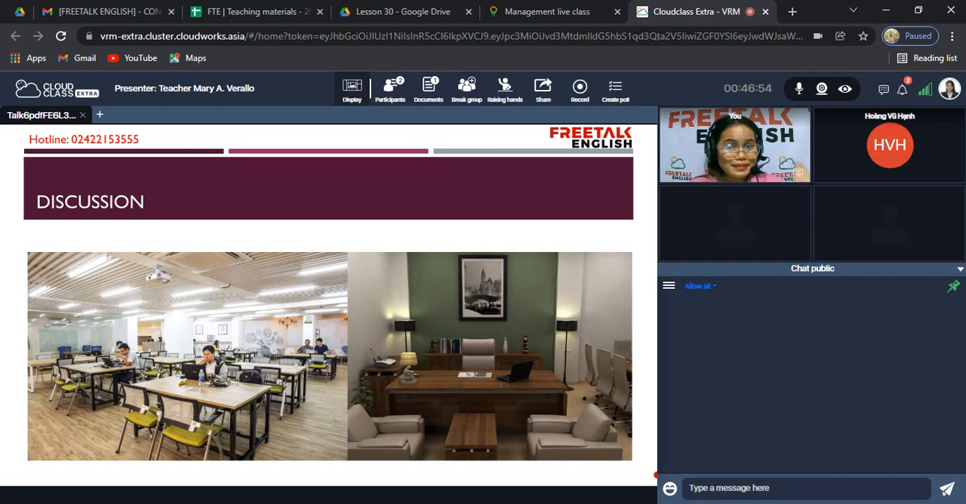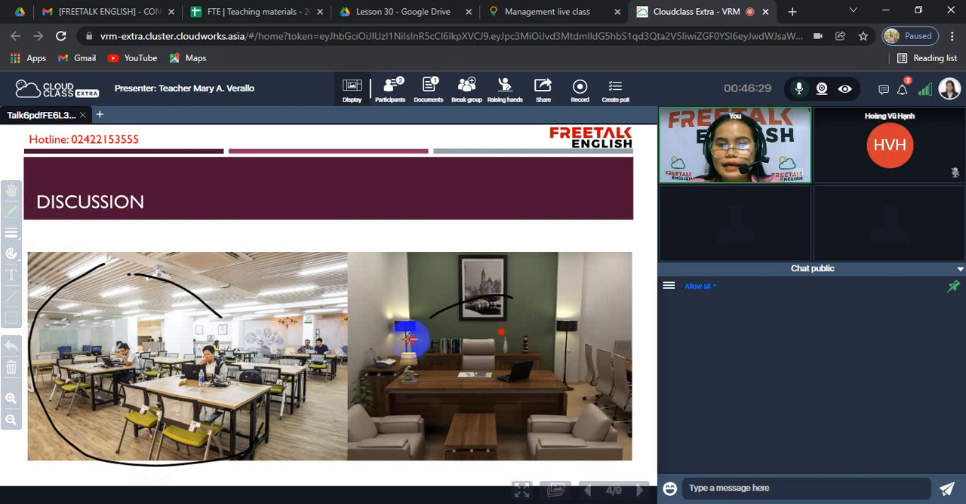Now, last meeting we discussed organization, right? And we stopped here at the picture. Before that, I want you to look at the picture first. Okay, so these two pictures, this one and this one. Can you compare the two kinds of offices?